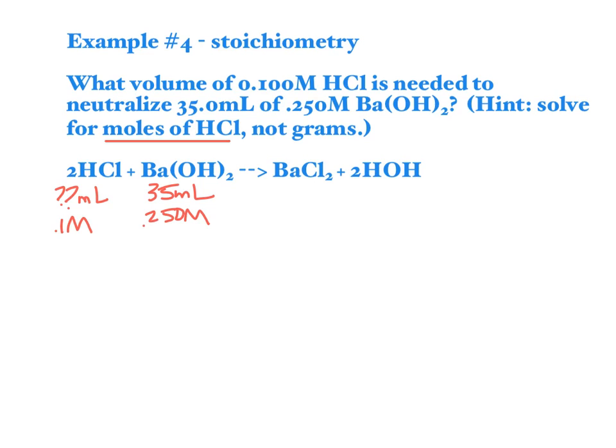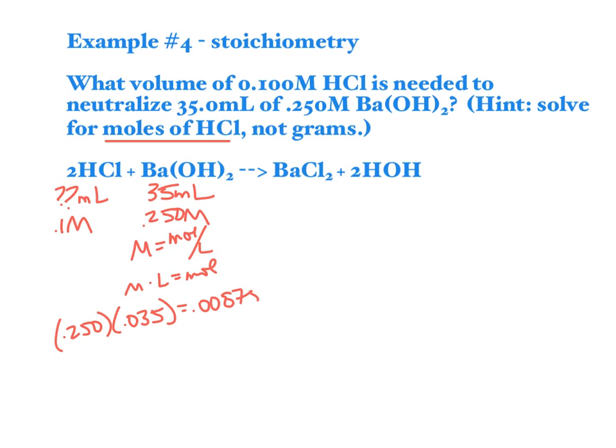So let's do our thing like we've been doing. Molarity is moles per liter. Molarity times liter equals moles. So that means that we've got, if I remember correctly, 0.250 times 0.035. Again, you have to convert it to liters, don't forget that. 0.00875 moles of that stuff is how much we've got. And this is moles of barium hydroxide.